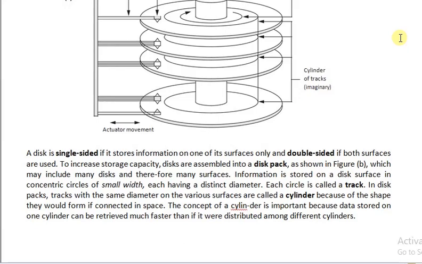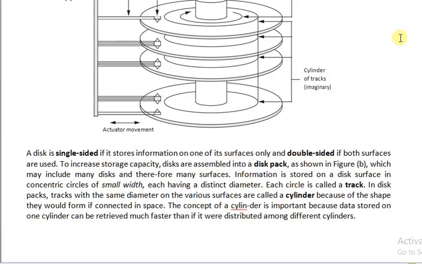To increase the storage capacity, disks are assembled into a disk pack. The disk pack consists of multiple disks placed one above the other, as we can observe in this block diagram. The circular disk surface is divided into concentric circles of small width, and these are addressed as tracks. In the disk pack, the tracks with the same diameter on various surfaces are addressed as a cylinder.